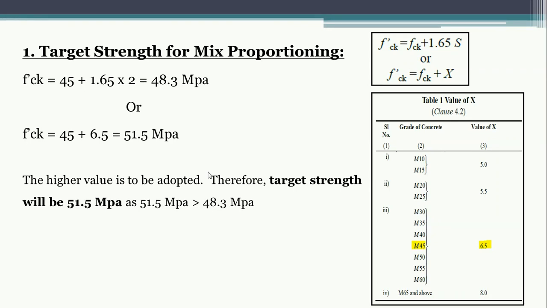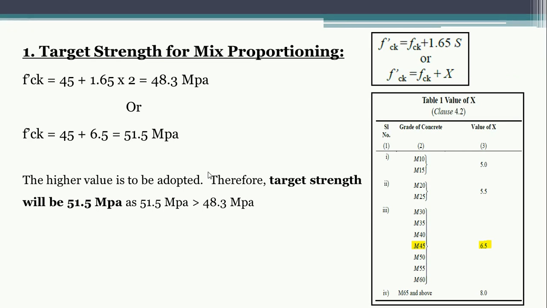You know the formula; there are 2 formulas. f'ck is equal to fck plus 1.65 into s, and one more is f'ck is equal to fck plus x. The very important thing here is when you take fck 45 plus 1.65 into s: s is already given in the data, so you should not take the value of s from the code book. That's why I have removed the table also. I have not taken a screenshot of the table also.